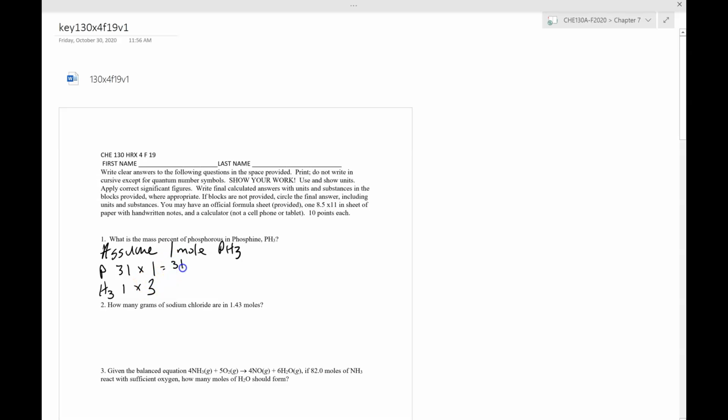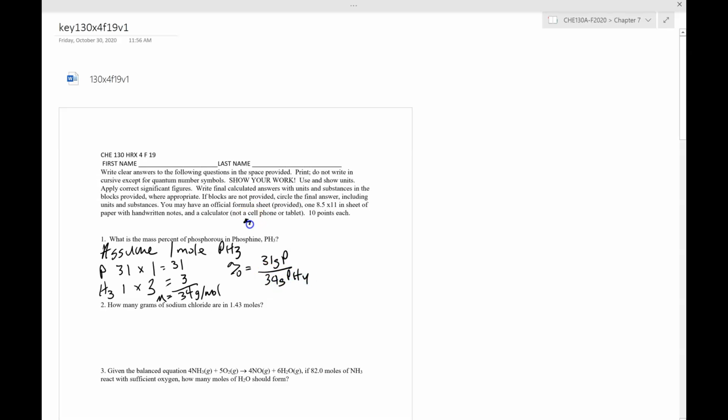So that's 31 for phosphorus and 3 for hydrogen. That's a grand total of 34. That is the molar mass of phosphine. It's 34 grams per mole. So if we're being asked to get the percent of phosphorus in phosphine, what we're going to do is figure out how much of that 34 grams of phosphine came from phosphorus, and the answer is right there above. It's 31 grams of phosphorus. So percent is going to be equal to the 31 grams of phosphorus over the 34 grams of phosphine.